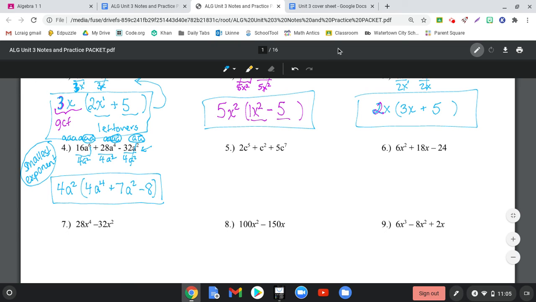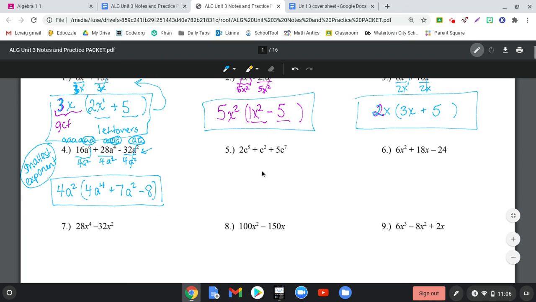All right, we're going to look at just a couple more that I think might look a little bit different. All right, with number 5, this doesn't have a coefficient, so we can't take any numbers out. So you want to just focus on your variables. So this one has 5, 2, and 7. What can I take out of each term without going over? Again, go with the smallest exponent.